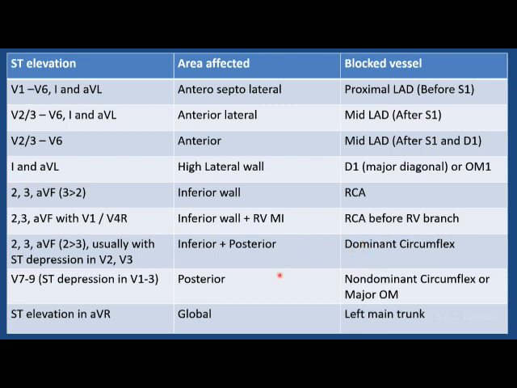Okay. On the other hand, you have only ST depression in V1 to V3, but ST elevation in V7 and V8. No other changes. I mean, it's a pure posterior myocardial infarction. That is because of the involvement of the non-dominant circumflex or major OM artery. Okay. If all these leads are showing ST depression, and only AVR and V1 are showing ST elevation, that means the patient is at very high risk. There is global hypokinesia, and this patient has a very high risk of sudden death because the lesion is in the left main trunk.